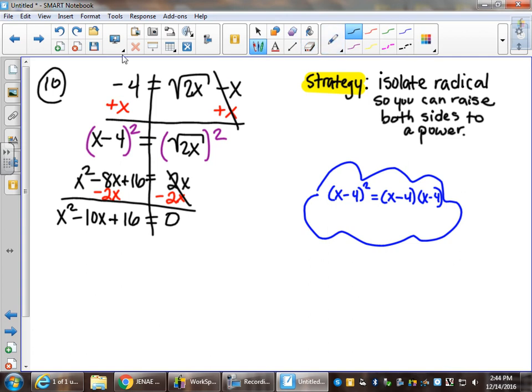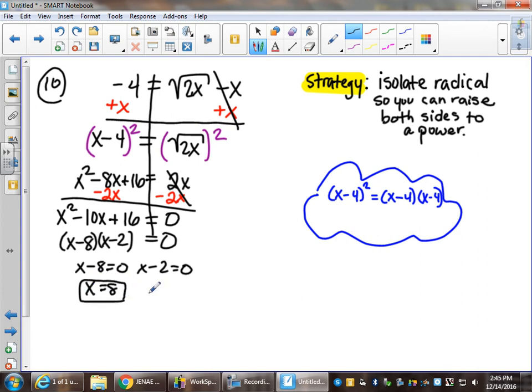This will factor to be x minus 8, x minus 2, equals 0. And then to actually get our solutions, we set up these two little equations, right? So I get x equals 8 and x equals 2.